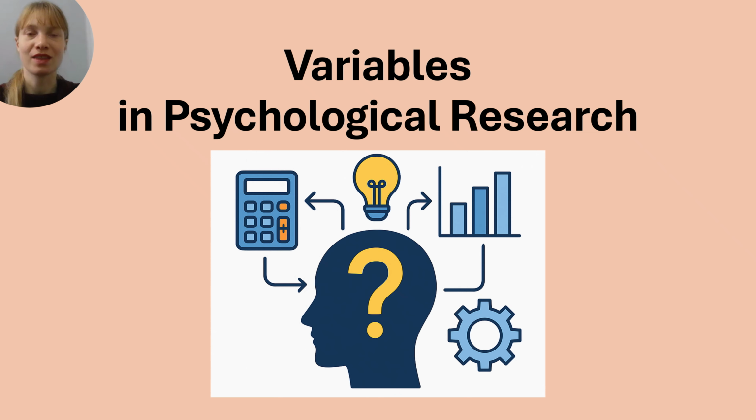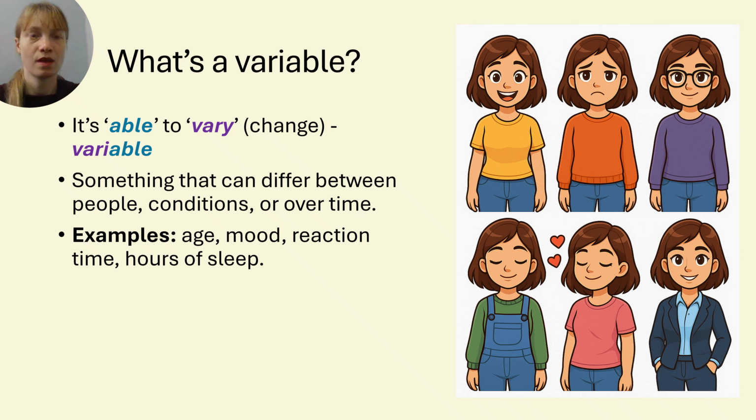Hi, in this video I'll talk through what variables are, the different types you'll encounter in psychological research, and why controlling them is so important for producing valid and reliable results. A variable is simply something that can change. In psychology, variables can differ between people, between conditions, or even within the same person over time. For example, your mood, your age, your reaction time, or the number of hours you sleep. All of these are variables because they can vary.